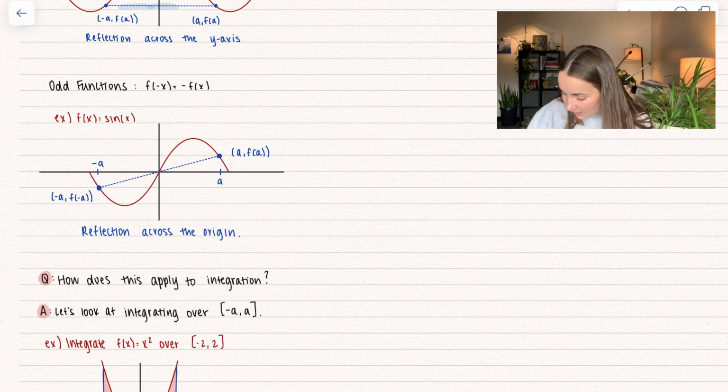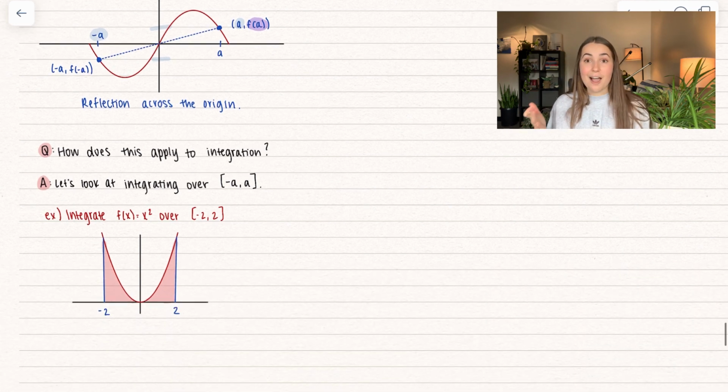So here we take our a value and we plug it into our function and we get f of a. Well, what would happen if we took the negative a value? We have the same height, but now in the negative direction. So instead of going up to f of a, we go down to negative f of a. So it just makes the y value negative.